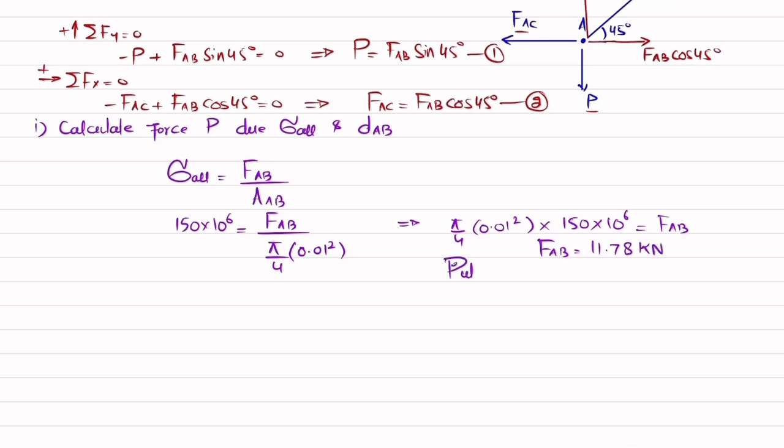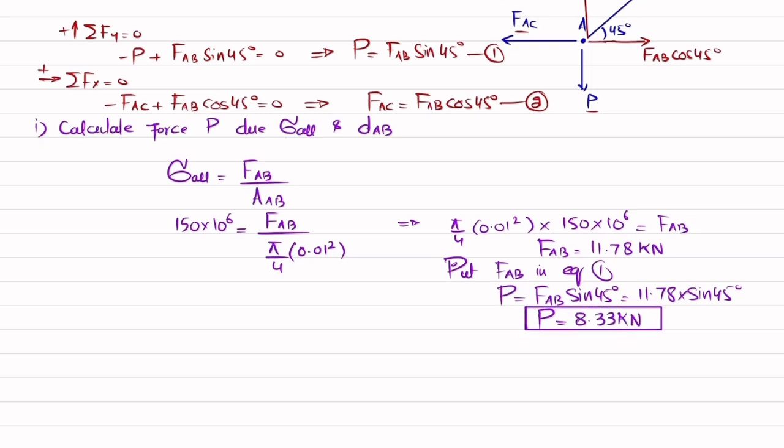Now put this FAB in equation number 1, which is P is equal to FAB sine of 45 degree. So 11.78 into sine of 45 degree will give you P, and this P will be equal to 8.33 kilonewton. And this P is based on allowable tensile stress and diameter of rod AB. Now what we will do is calculate this P for the rod AC, based on allowable stress and diameter of AC.